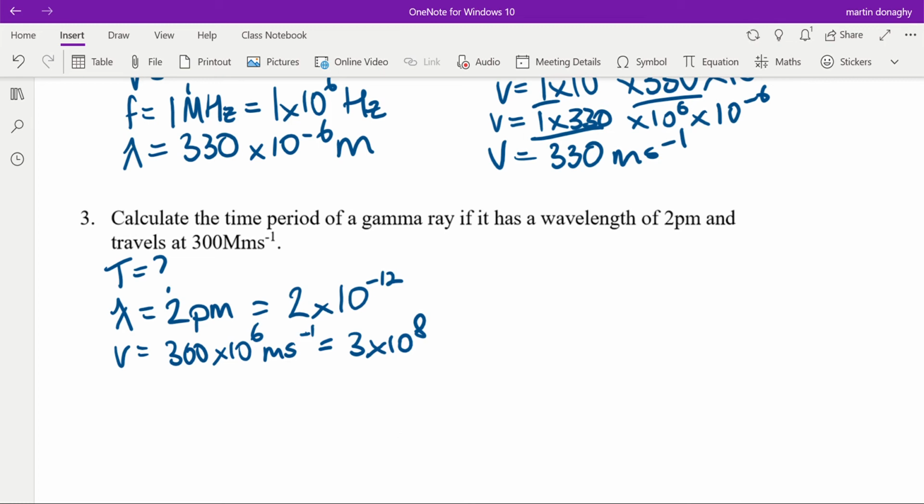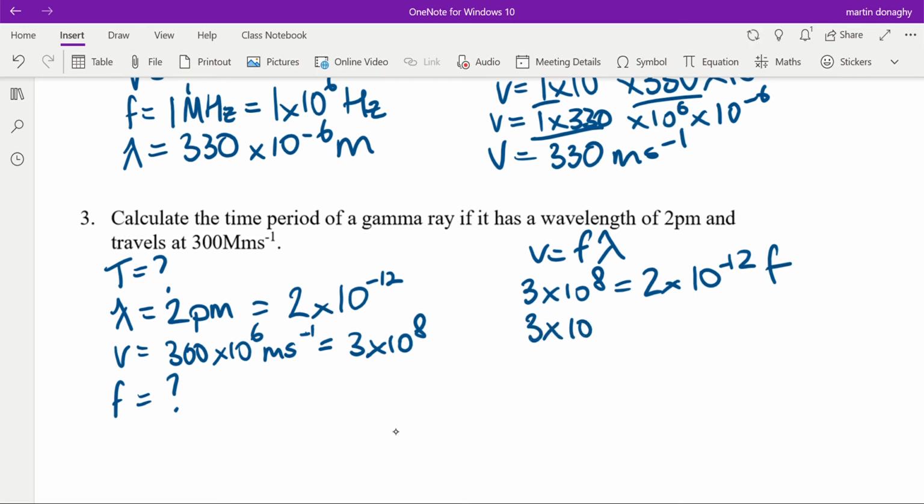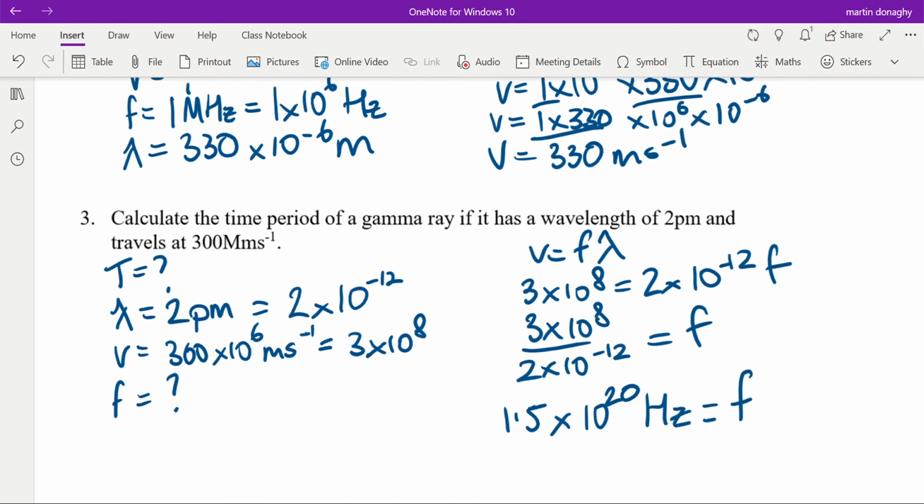Now, I don't have an equation that links those three things. So the first thing I'm going to do is find F. So we're going to do V equals F lambda: 3 by 10 to the 8 equals 2 by 10 to the minus 12 F. Divide both sides by 2 by 10 to the minus 12. 3 divided by 2 is 1.5. 10 to the 8 divided by 10 to the minus 12. Well, dividing by 10 to the minus 12 is the same as multiplying by 10 to the 12. In which case it would be 10 to the 12 times 10 to the 8. We just add the indices. And it gives us a very, very high frequency.